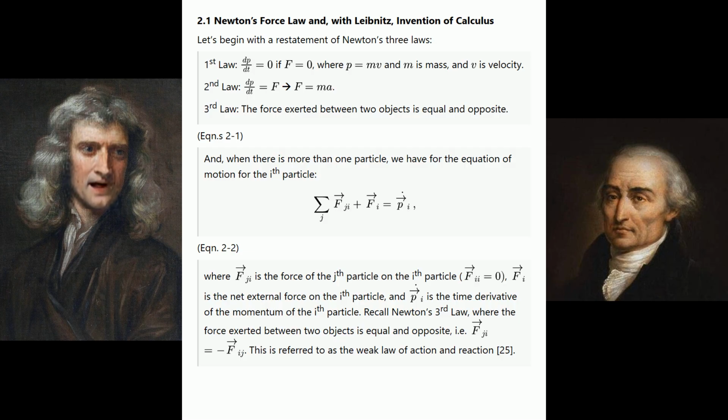Equation 2-1. And, when there is more than one particle, we have for the equation of motion for the ith particle the sum over j of vector F sub ji plus vector F sub i equals vector p-dot sub i, Equation 2-2. Where vector F sub ji is the force of the jth particle on the ith particle, vector F sub ii equals 0. Vector F sub i is the net external force on the ith particle, and vector p-dot sub i is the time derivative of the momentum of the ith particle. Recall Newton's third law, where the force exerted between two objects is equal and opposite, i.e. vector F sub ji equals negative vector F sub ij. This is referred to as the weak law of action and reaction.